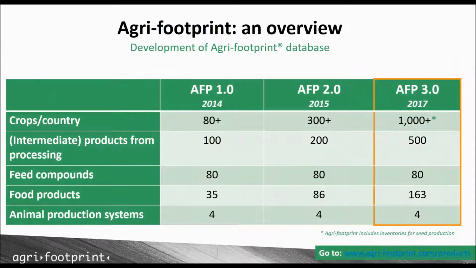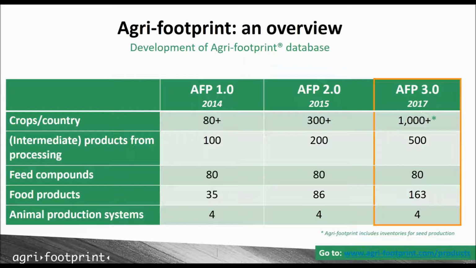Looking at Agri-footprint in numbers and how it has developed since the first release in 2014, we see that we currently include approximately 1,000 crop-country combinations, including the production of seeds. Approximately 500 are intermediate products, so products from processing. Something more than 80 feed compounds are included, and 163 food products such as legumes, cereals, eggs, dairy and meat products. And we also include 4 animal production systems: broilers, laying hens, pork and beef.